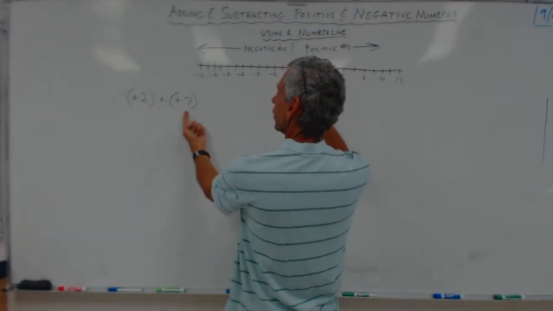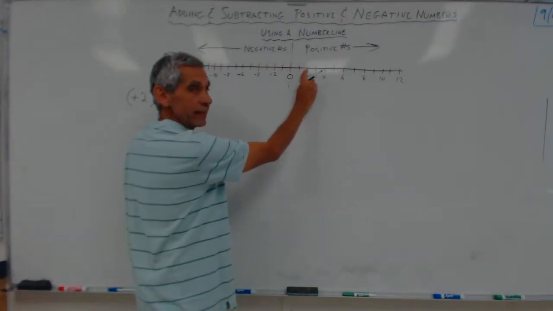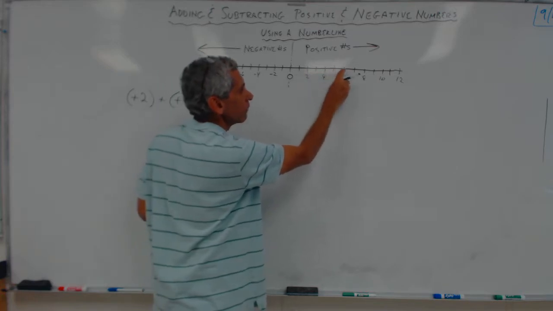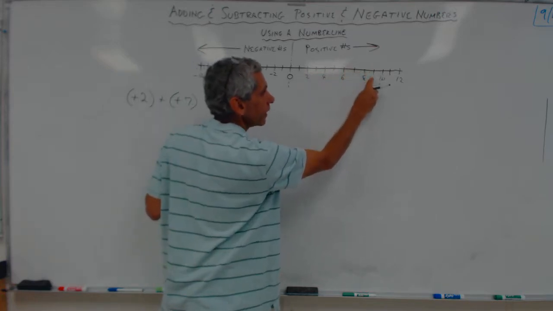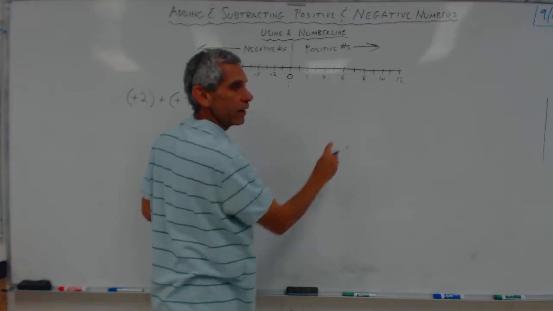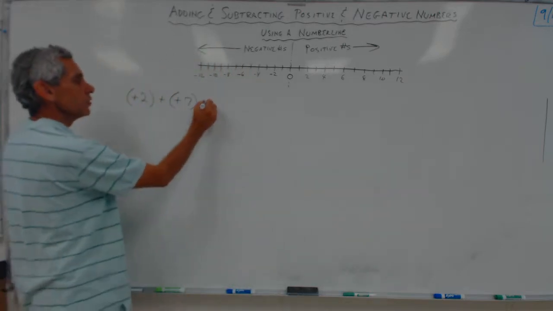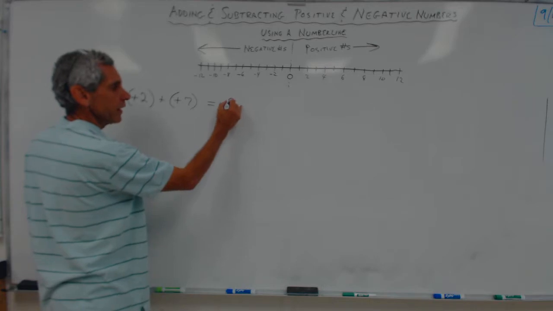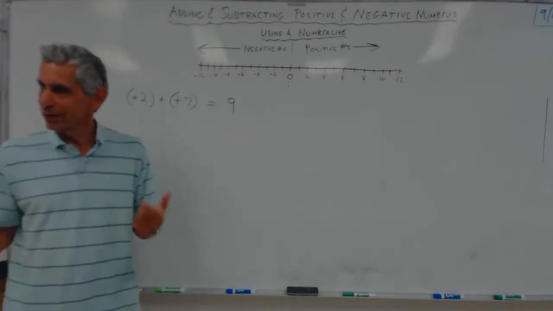We realize we got to go over 7 more. So from 2, I have to count 7. 1, 2, 3, 4, 5, 6, 7. And 2 plus 7 then is 9. So we figured out on the number line that the answer is 9. Isn't that brilliant?